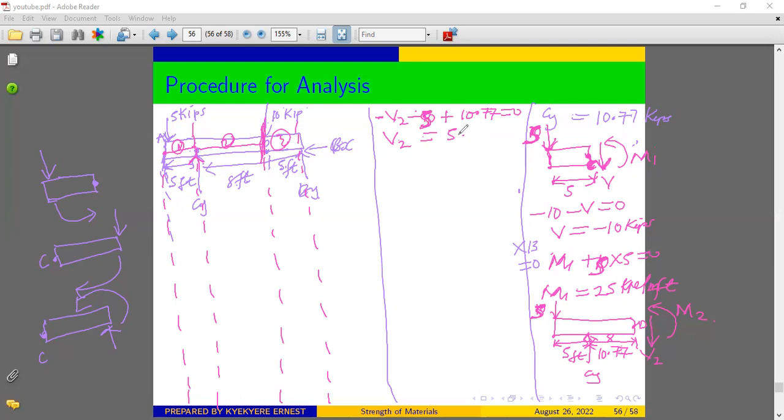If for V2, then we can determine M2. So we take moment. M2 is in the anticlockwise direction, is positive. This force to where we are taking the moment is 5 plus 8, which is 13. And that is going to produce anticlockwise motion, anticlockwise rotation. You can work it out and see. It's anticlockwise. So we have plus 5 times 13. Then this force here, it's moving upwards. So we are having a force like this.